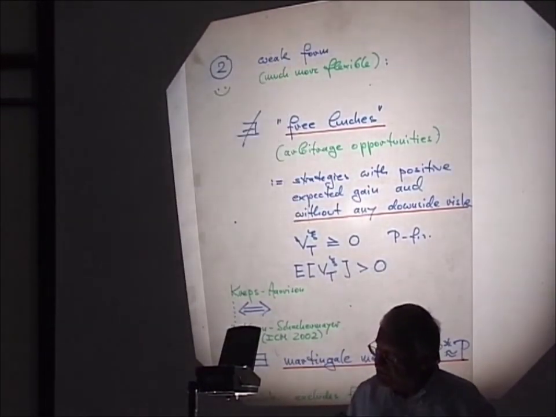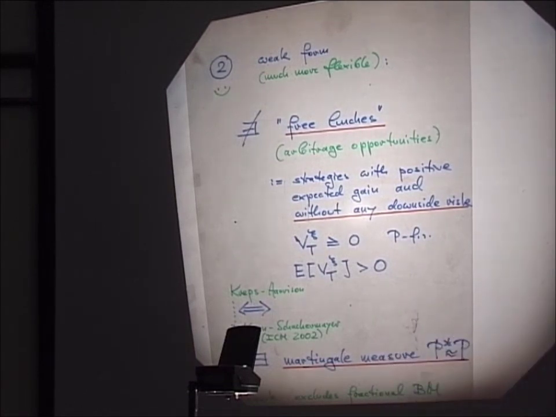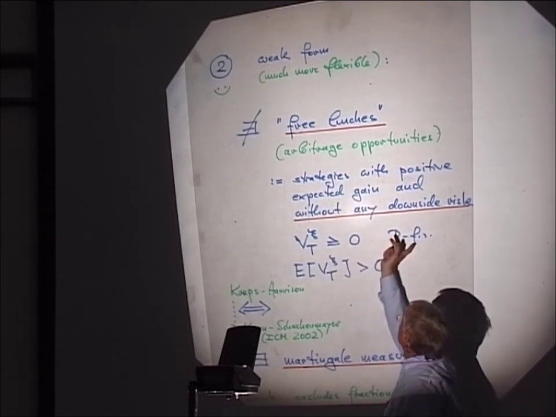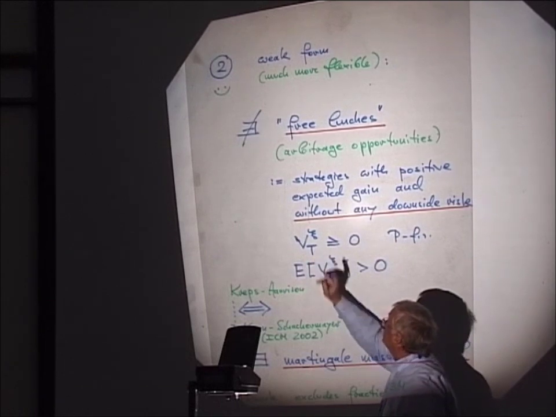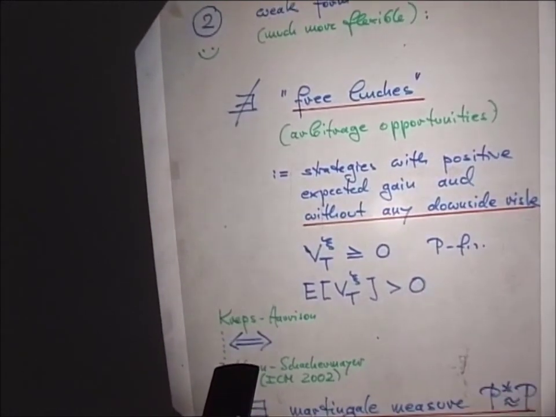Now here comes the majority view. This is a broad consensus in financial mathematics. You want at least to assume the weak form, or much more flexible form of the efficient market hypothesis, and that means there are no free lunches. Now what is a free lunch or an arbitrage opportunity? That would be a strategy which gives you a positive expected gain, and it does so without any downside risk. So it means in the end, you are sure, almost surely, in your model, to come out on the safe side, and also the expectation is strictly positive.